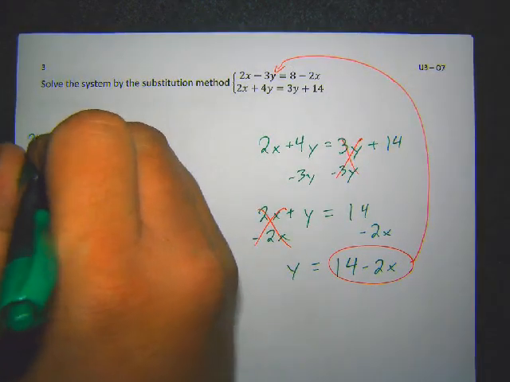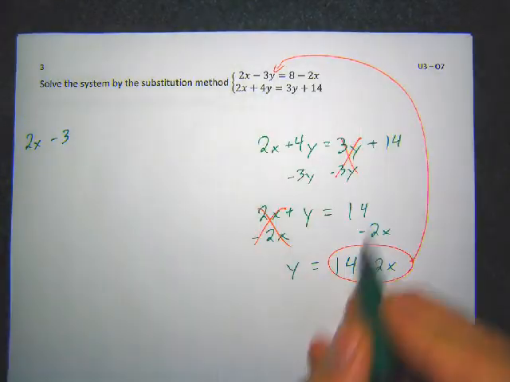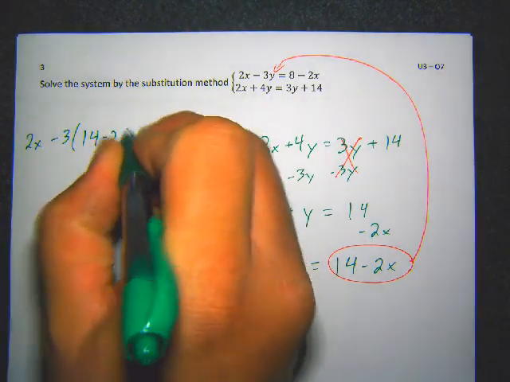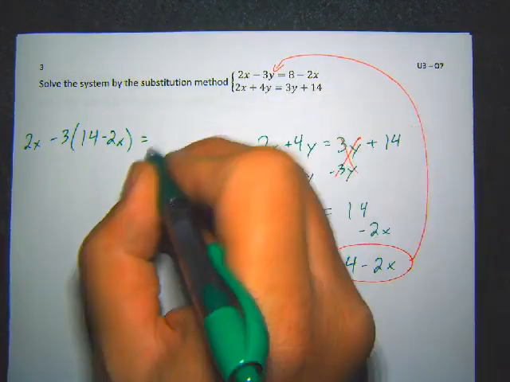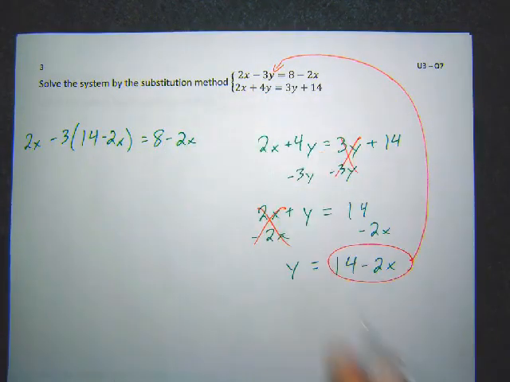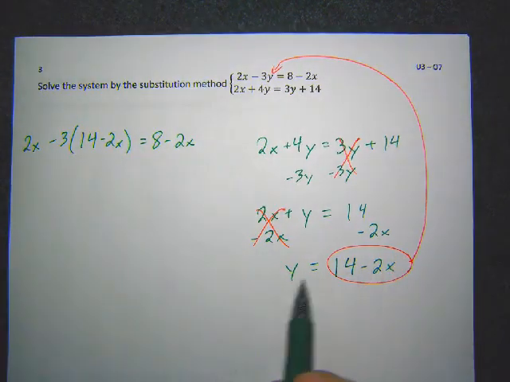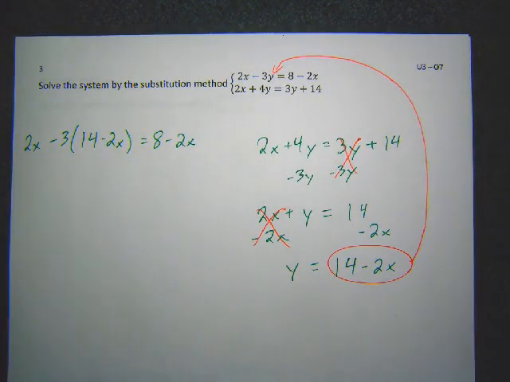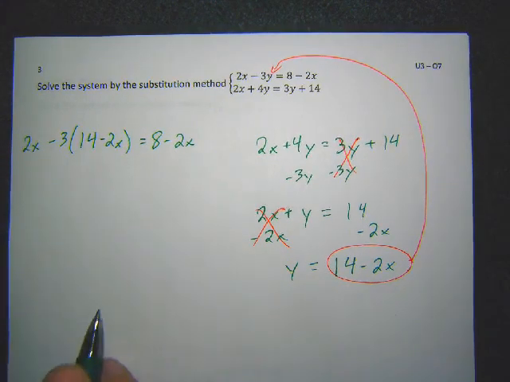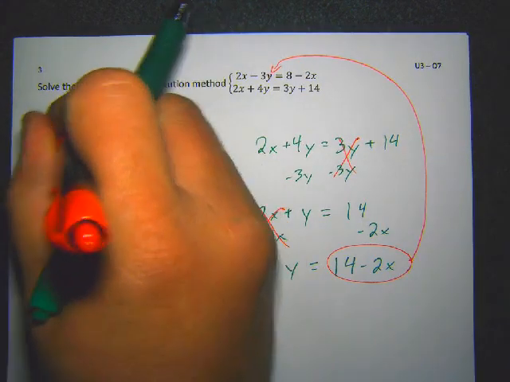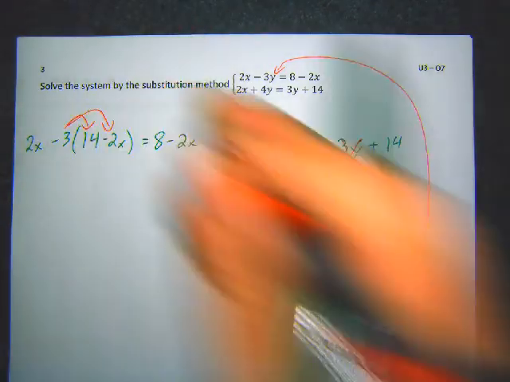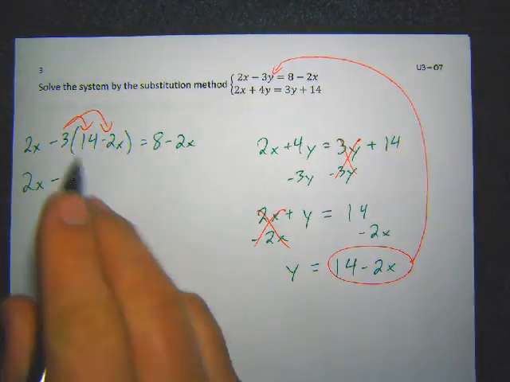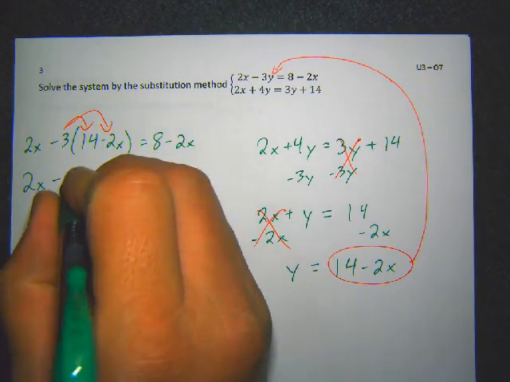So I get 2x minus 3 times 1. Instead of y, I'm going to put 14 minus 2x. So 14 minus 2x equals 8 minus 2x. So I did all that, replace the y here with 14 minus 2x. That's how I got this. Okay, next step, I want to get rid of these parentheses. I'm going to go ahead and distribute. Distribute here, get rid of these. And I get 2x minus, so 3 times 14, that's 30, plus 12 is 42.